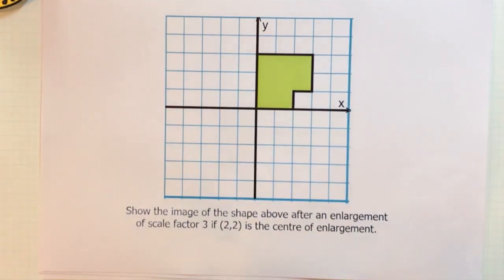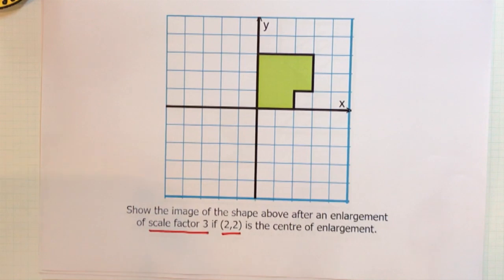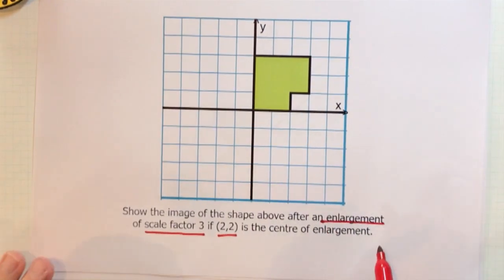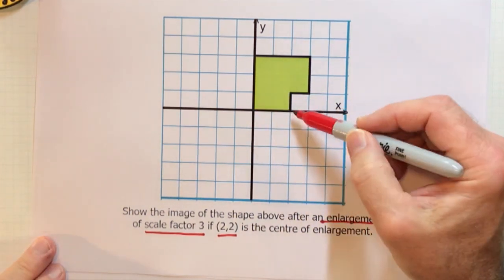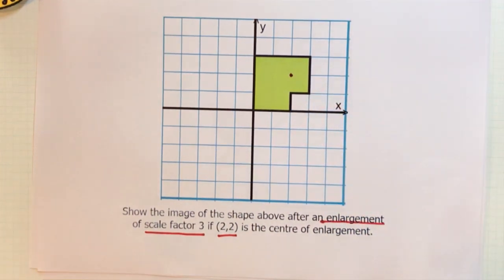Let's have a look at another example. This one we have a scale factor of 3, about the point 0.22. So it's another enlargement. Let's have a look at shape 2, which is right here. And this time it's a scale factor of 3.